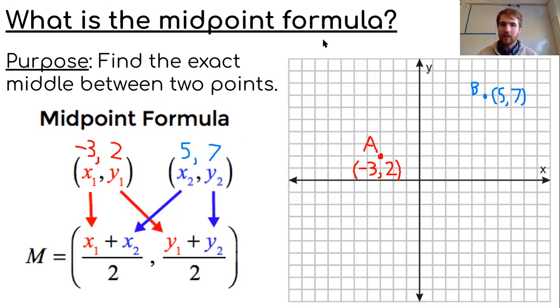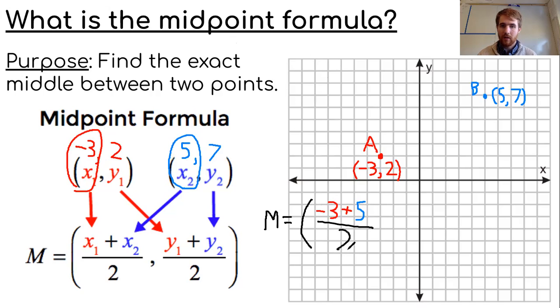Now we're going to substitute in. So we're just going to take this same formula and replace it with the information we have. So we have m equals parentheses, and then we have this x1. We know that x1 from what we wrote up here is -3. So it's -3 plus x2, which we have over here, 5. So -3 plus 5, and this is all divided by 2. Then we have a comma, and we do the same thing over here. We find y1. y1 in this case is 2. It's the y coordinate of our point. y1 plus y2, which is 7.